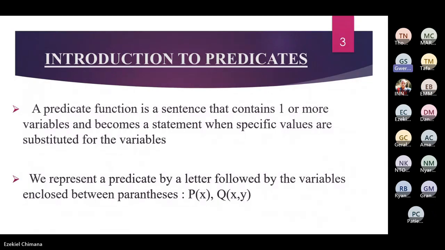The definition: a predicate function is a sentence that contains one or more variables and becomes a statement when specific values are substituted for the variables. We represent a predicate by a letter followed by the variable enclosed between parentheses. For example, P of x, then Q of x, y.